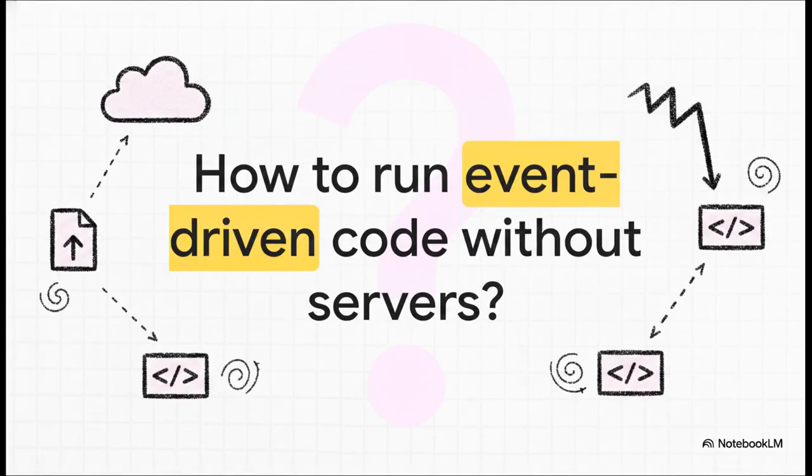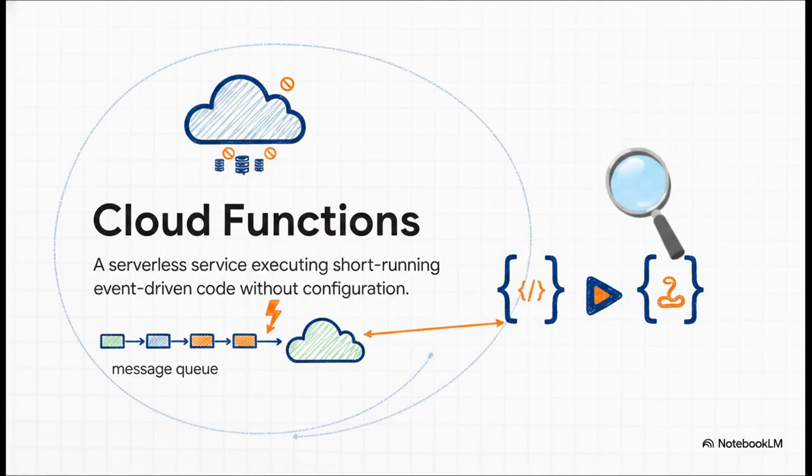All right, let's completely flip the script. Imagine you don't need a massive beast of a machine. What if you literally just have a tiny snippet of code that only needs to execute when someone uploads a file or when a message hits a queue? How do you handle that without managing servers? That is where Cloud Functions shines.